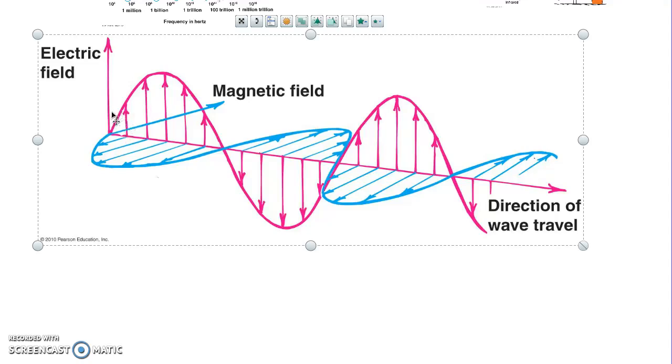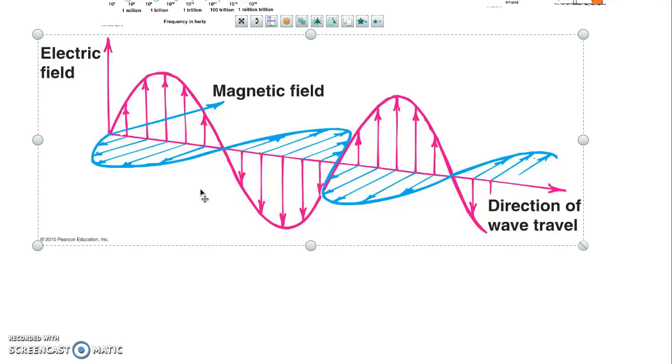But we know from our electricity and magnetism that if you have a changing electric field, which you do as this electric charge wave goes through, it's also going to create a changing magnetic field. And you see this other field going back and forth on a horizontal plane. That would be the magnetic field.